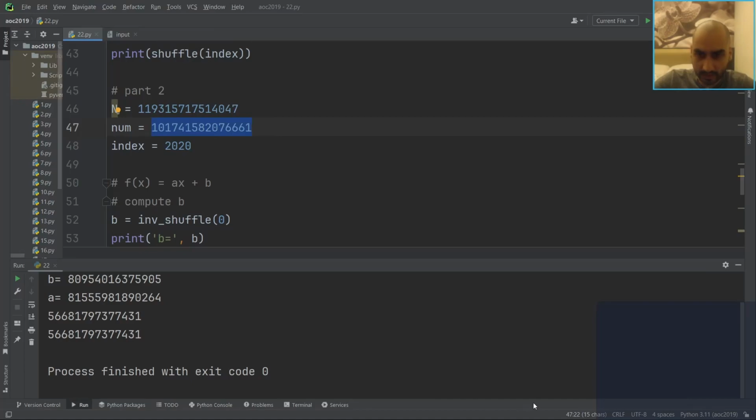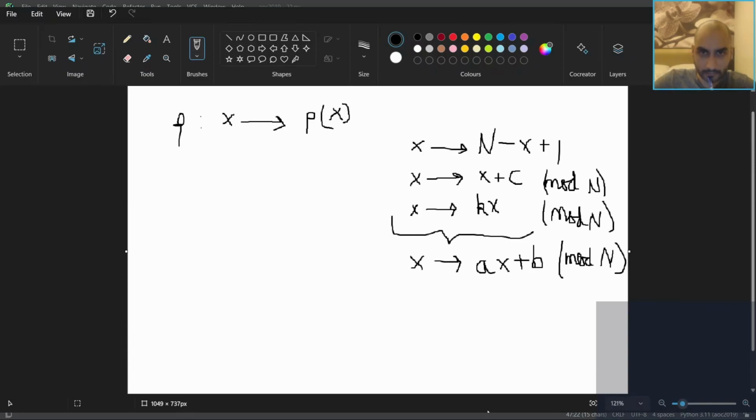Let me bring the paint out again. So, if you apply the function once, it's going to be AX plus B. If you apply the function twice, you'd have to multiply this out, so you'd get A squared X plus AB plus B. I'm just looking at the pattern here.